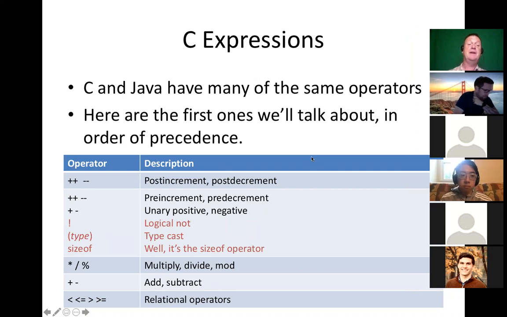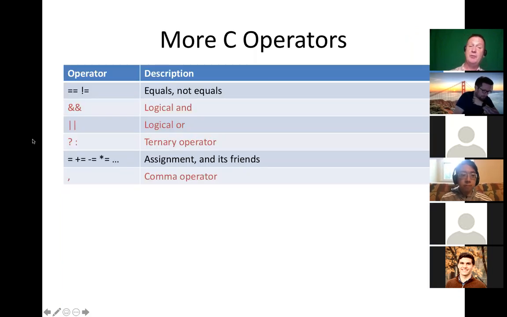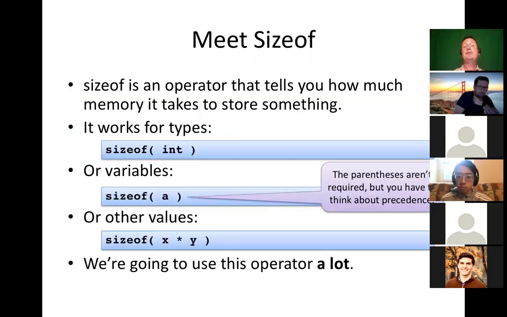All right. So these are some we'll cover. We'll also cover logical and logical or, which you already know about, and the ternary and comma operator. And ternary was there in Java, but you might not have got a chance to see it. We'll start with the sizeof operator.